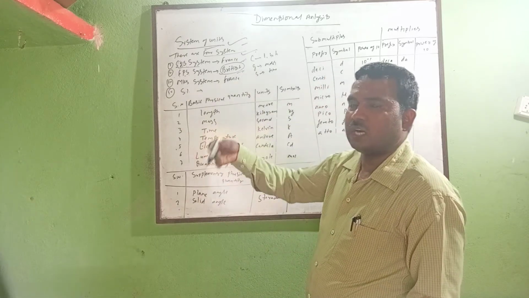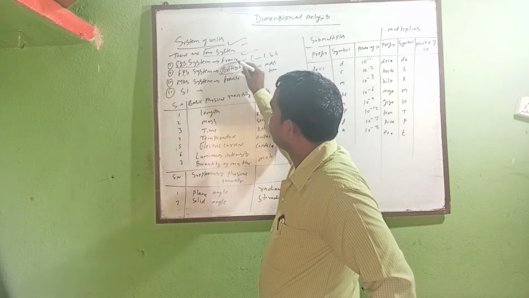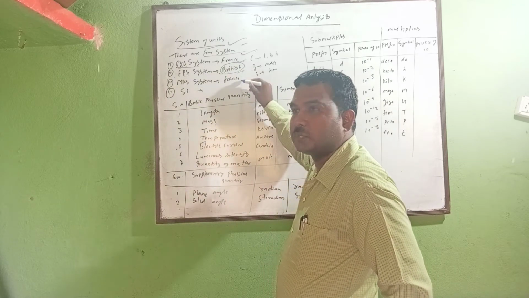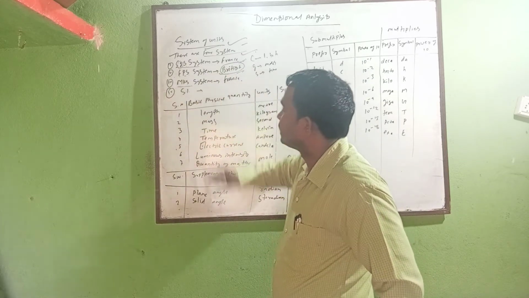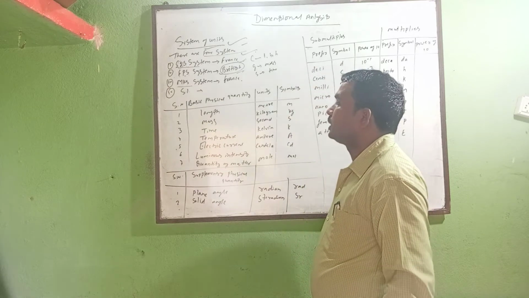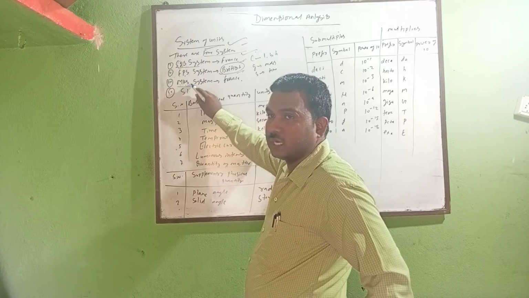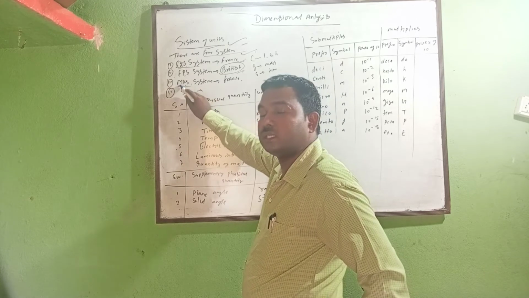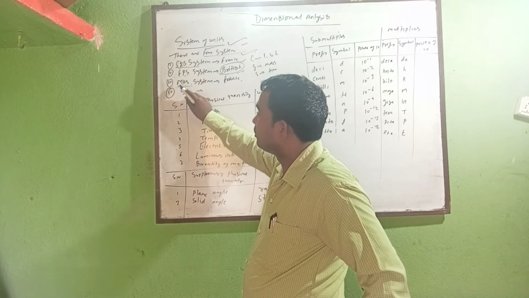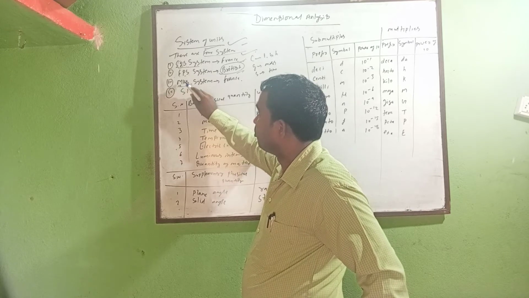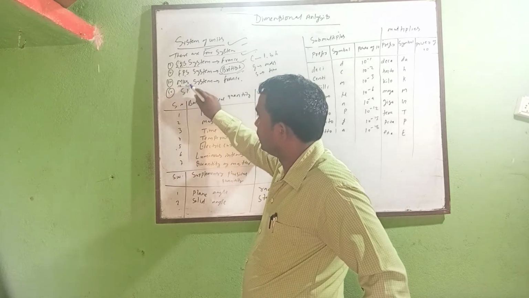But again, after some years, France developed one more system, that is called MKS, and the scientists told that MKS, the full form, is meter kilogram second. All the distance, either length, breadth or height, can be measured in meters, mass in kilograms, and time in seconds.